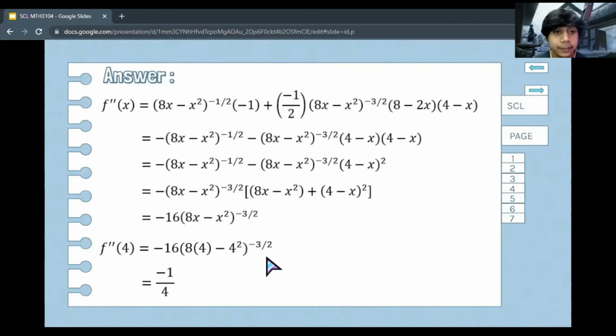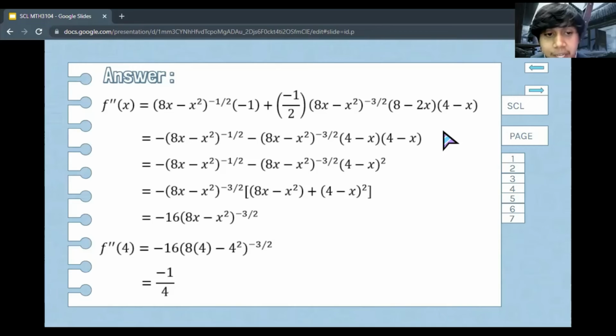Okay, now for the second derivative, we need to use the chain rule, and we got (8x minus x squared) to the power of negative 1 over 2 times negative 1 plus negative 1 over 2 times (8x minus x squared) to the power of negative 3 over 2 times (8 minus 2x) times (4 minus x). Then we can also distribute negative 1 over 2 and factorize the negative 1, and we get negative (8x minus x squared) to the power of negative 1 over 2 minus (8x minus x squared) to the power of negative 3 over 2 times (4 minus x) times (4 minus x).